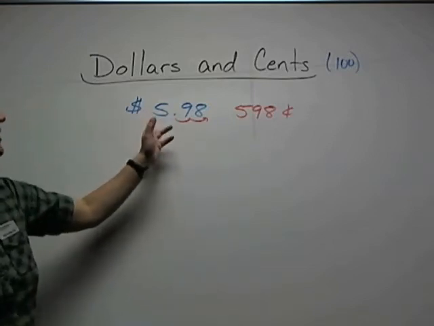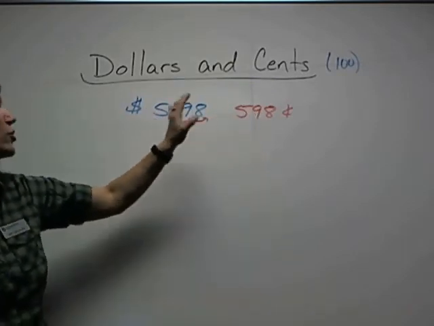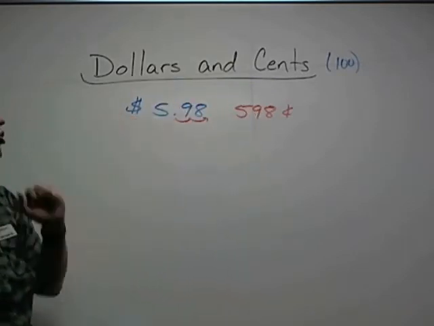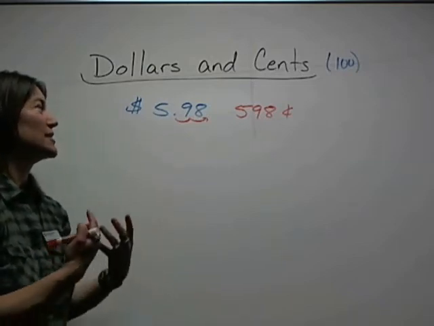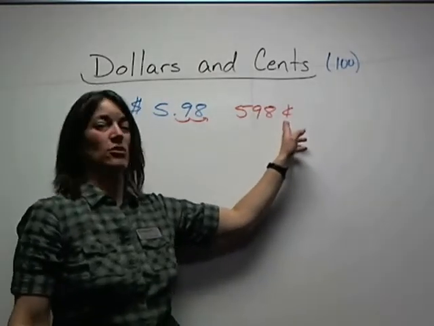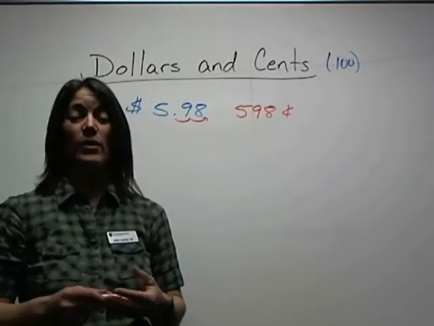Even though we would say this is $5.98, we don't put the dollar symbol after. We start off our numbers always with the dollar symbol. However, if we use cents, that unit goes at the end. It's 598 cents, or pennies, that we have.